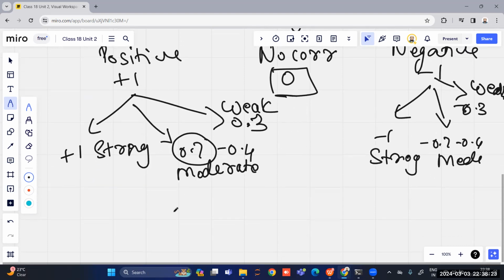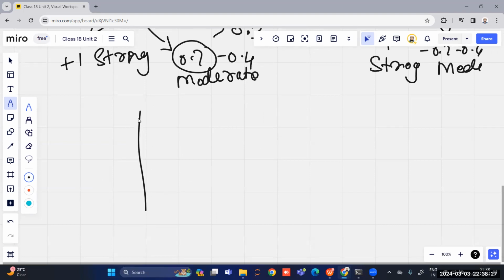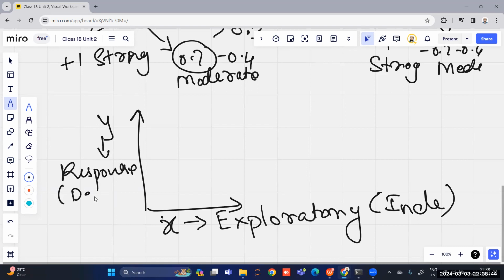Correlation generally measures the relation between the x-axis and the y-axis. We saw yesterday that on the x-axis comes the explanatory variable, the independent variable, and on the y-axis comes the response variable, which is also called the dependent variable. This was the revision for yesterday.